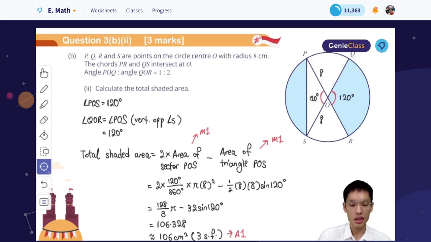Okay, so then again, it's up to us to see how we identify the shaded area by knowing whether your sector is formed by adding or subtracting certain stuff. In this case, this is one sector.